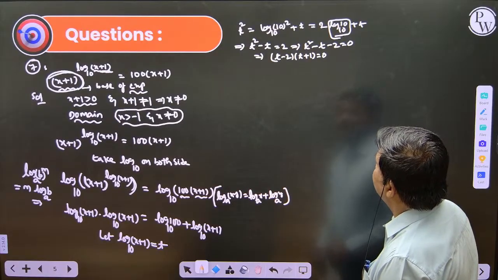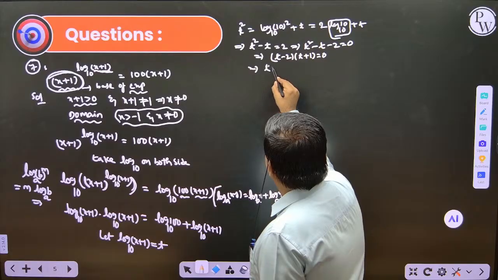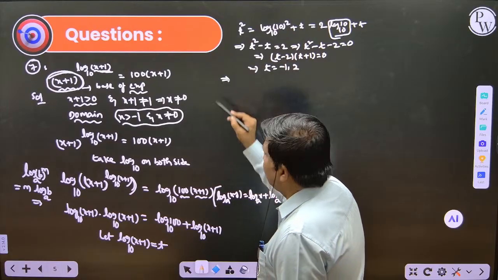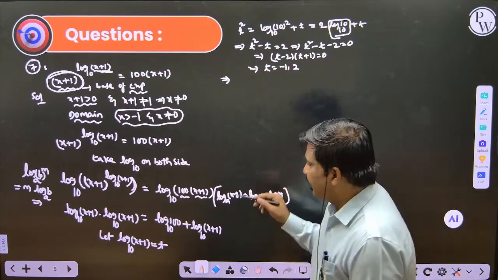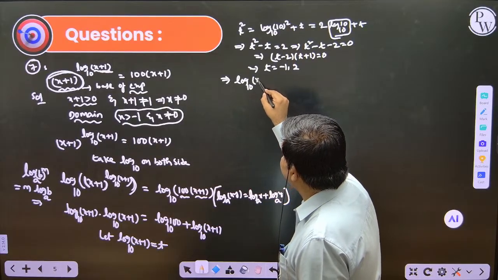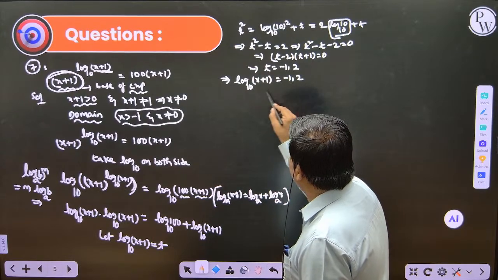t square minus t minus 2 equals 0 implies t is equal to minus 1 comma 2. But what is t here? Here t is log base 10 of (x plus 1), which is equal to minus 1 comma 2.